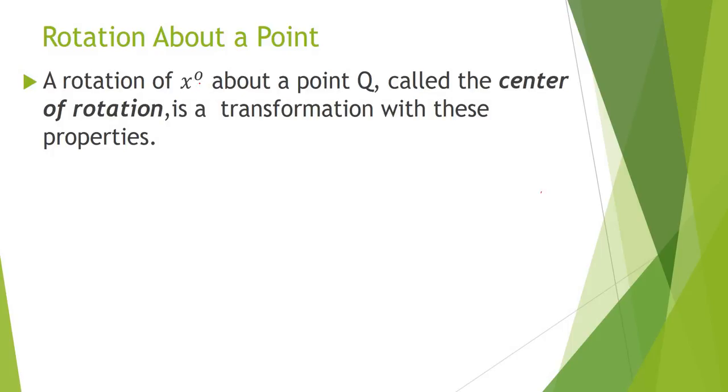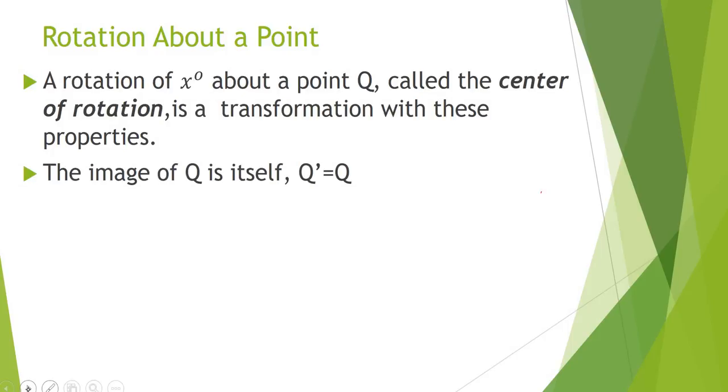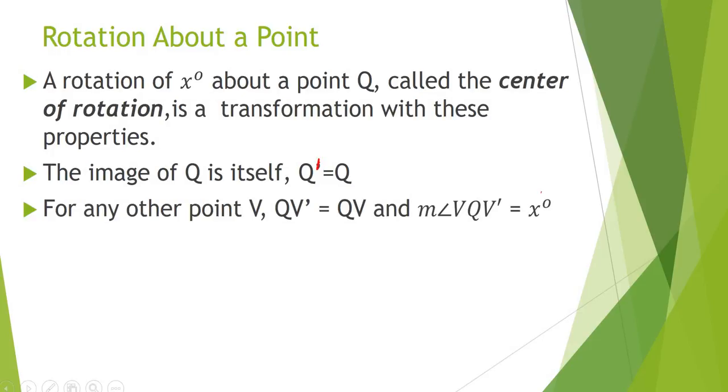A rotation of x degrees about a point Q, called the center of rotation, is a transformation with these properties. First of all, the image of Q is itself: Q and Q prime equal each other. For any other point V, QV prime and QV are the same length, and the measure of angle VQV prime equals the degree of rotation.